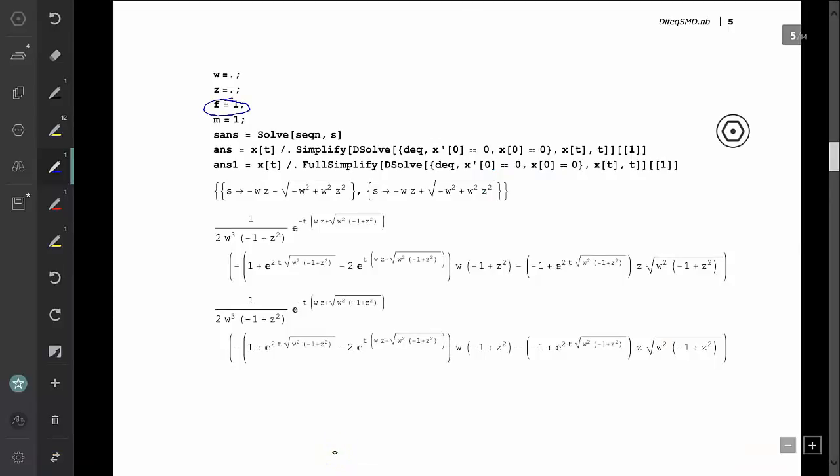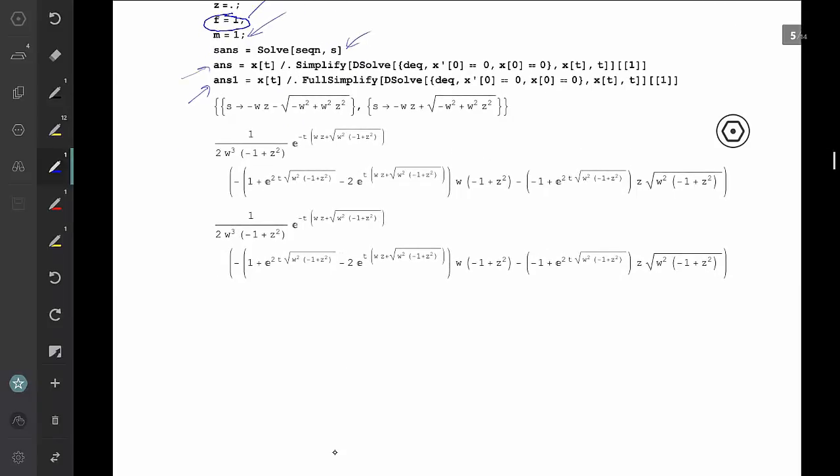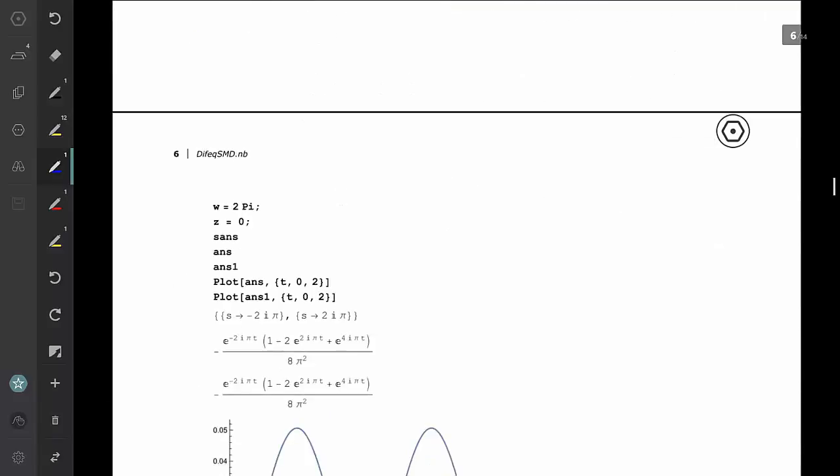In fact, this time I'm going to allow the force to be 1. This is called the forced solution. The previous was free. When this was 0, it was free to do what it wanted to. I'm going to define the mass as 1, and then, like before, I solve the S equation, and then I also solve the differential equation. I'm not expecting you to solve the differential equation on an exam, but I am expecting the S equation. It looks ugly. Let's proceed on.